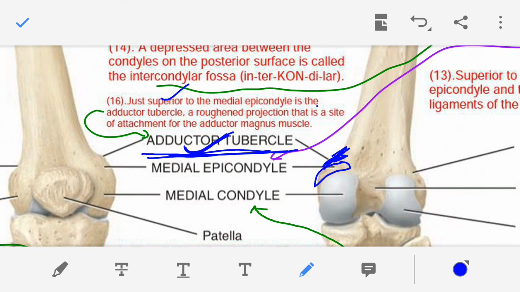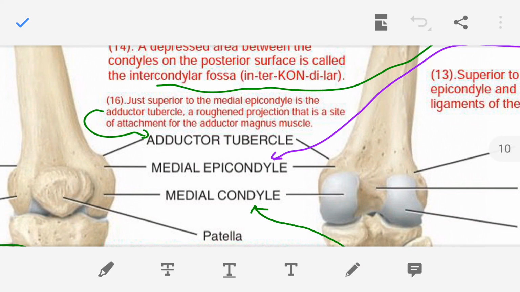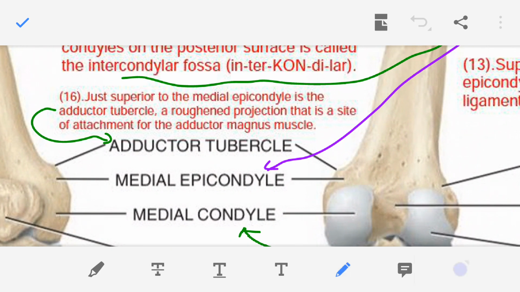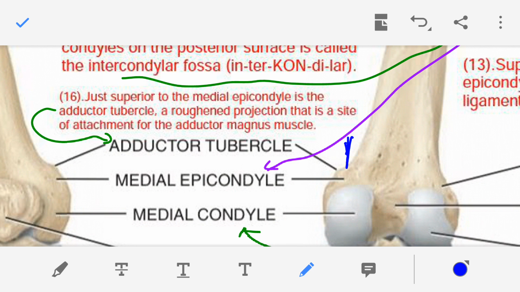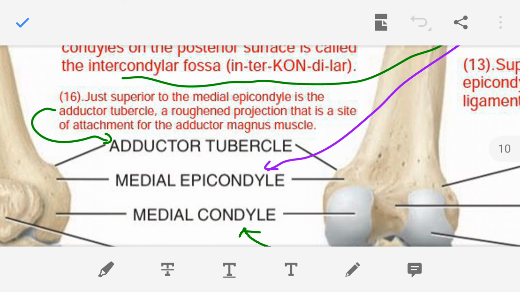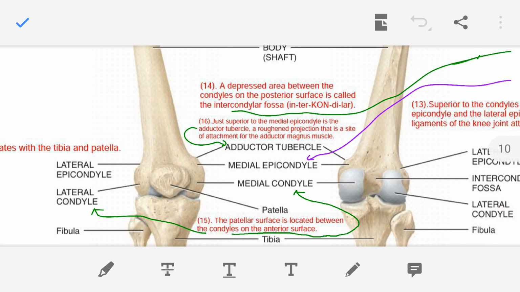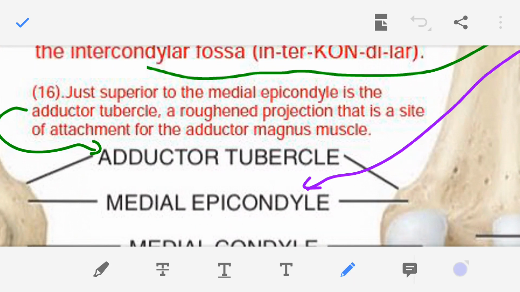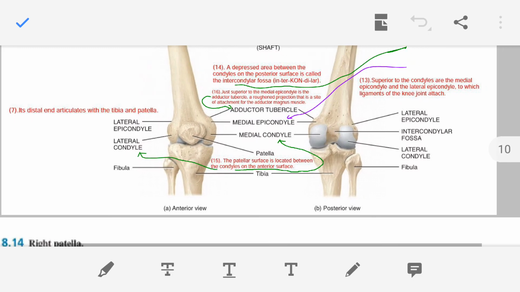And what is this adductor tubercle doing? It is providing a site of attachment for the adductor magnus muscle. So adductor magnus muscle attaches over here, that is the adductor tubercle. So this is the point number 16. Now moving on to point number 17.